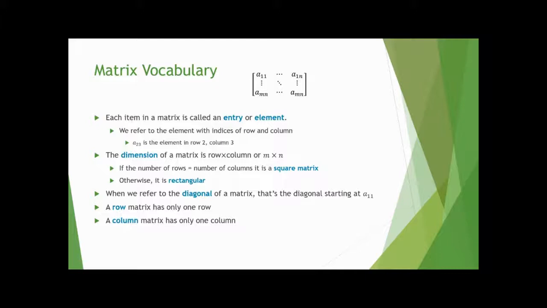We also have what's called the diagonal of a matrix, and that always starts at the top left corner. You can have a diagonal of a rectangular matrix and a square matrix, but we usually only care about diagonals when we have square matrices. A matrix that has only one row is called a row matrix, and a matrix that has only one column is called a column matrix. This is just various vocabulary to understand matrices.